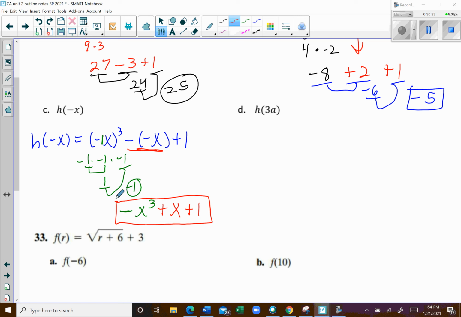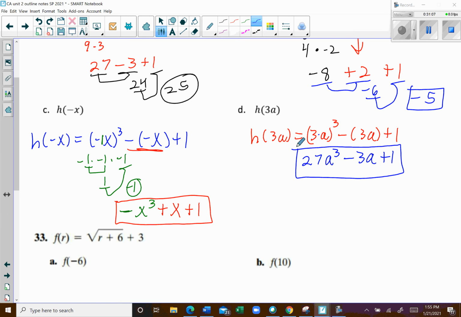Our last part, part D, let's see, h of 3a. So we're going to have 3a raised to a power of 3, then minus 3a, and then we have a +1. So I have to cube both of these. So 3 to the third power is going to be 27. 3 times 3 times 3. And then we'll have an a to the power of 3 right here. Then we're subtracting 3a. Then we have a +1. And that is what we're looking at.